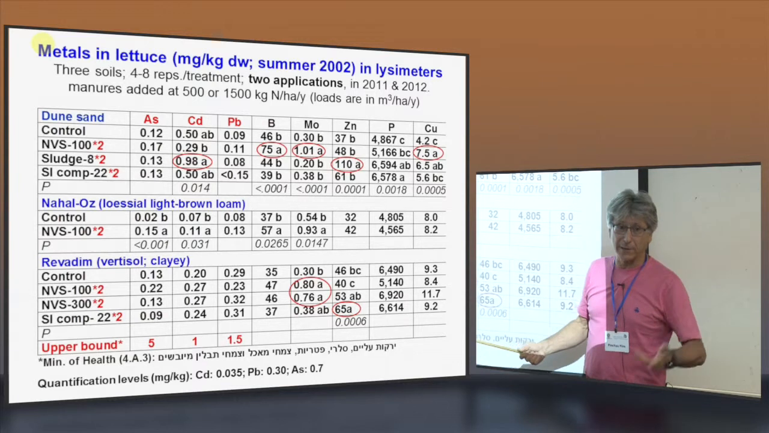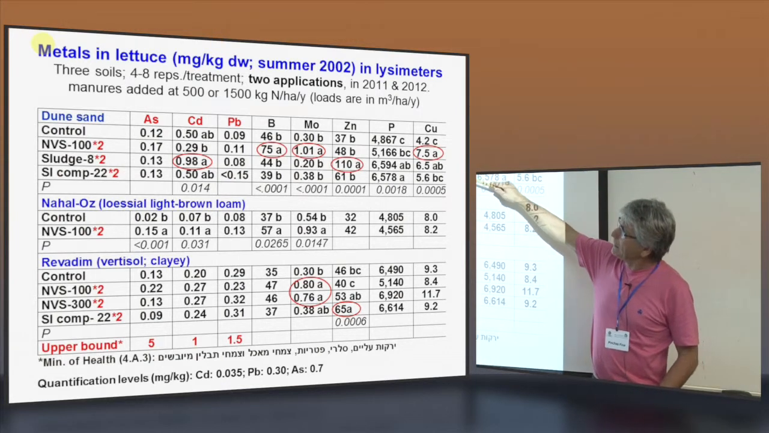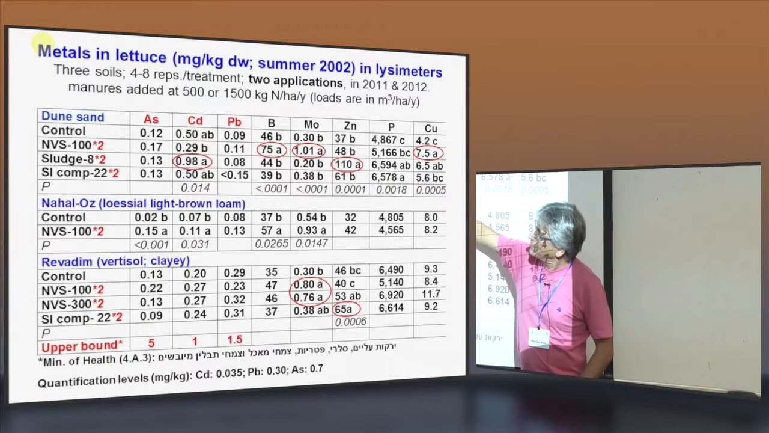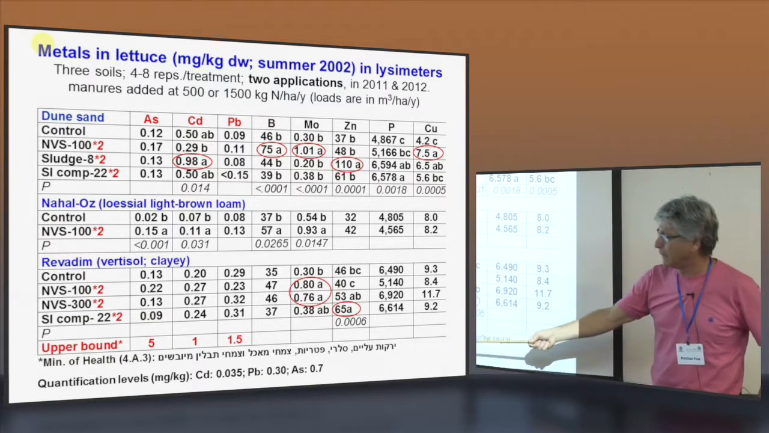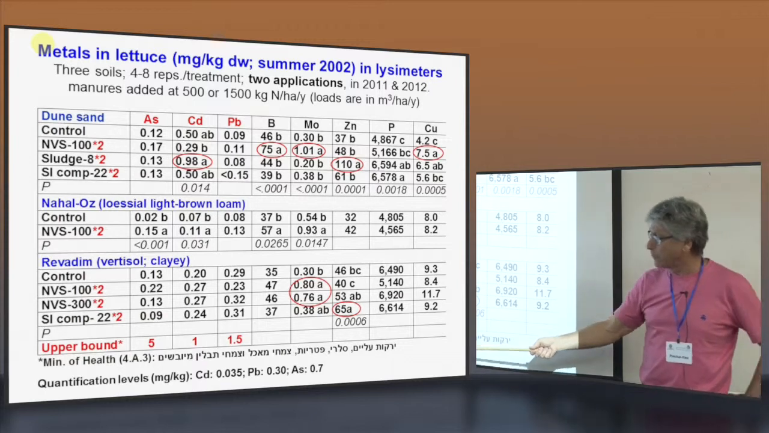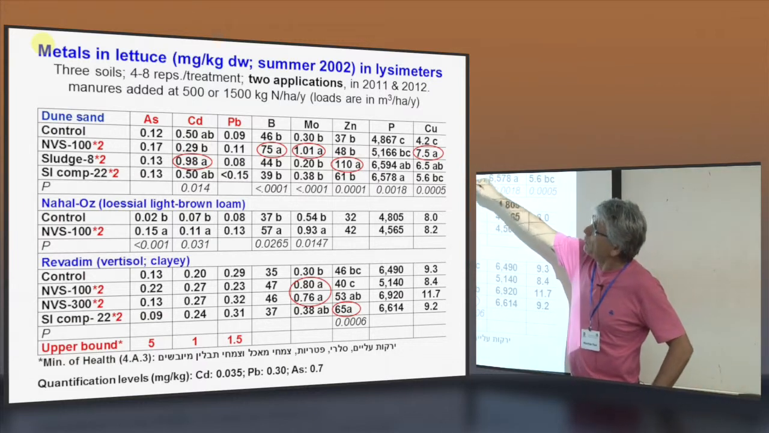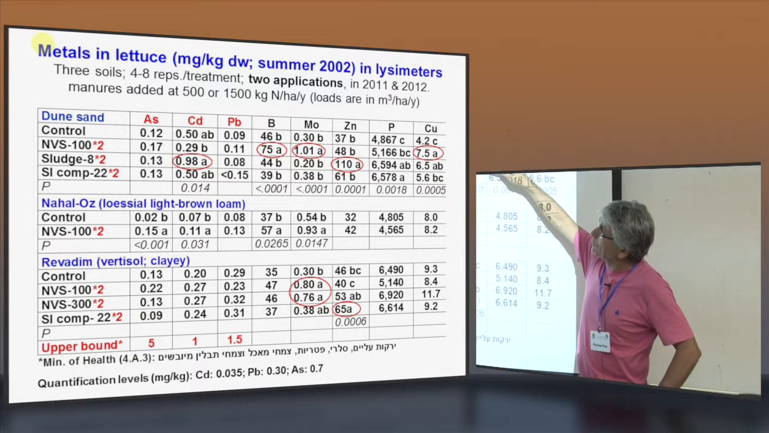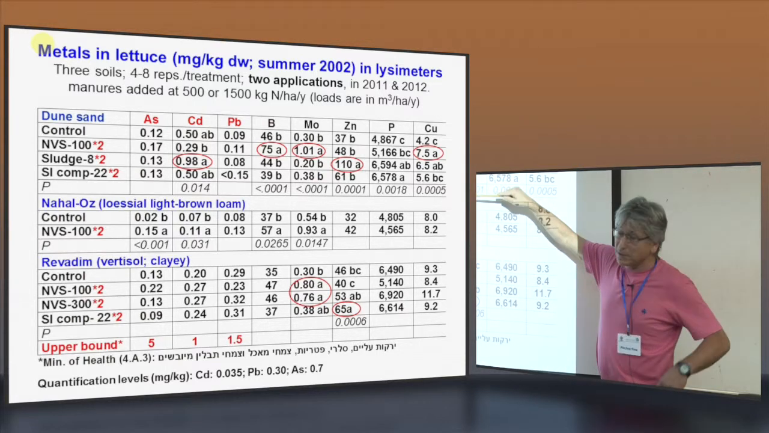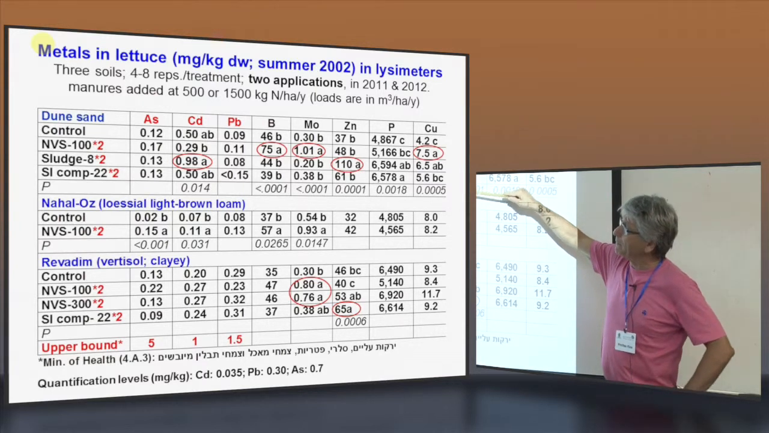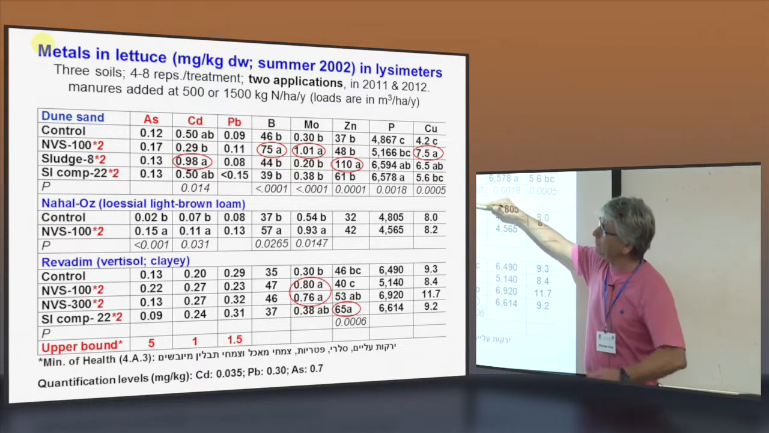This is after the second year, but it was the same after the third year. And you can see here that if we take enviro and compost in sand, arsenic is below detection, actually below quantification. The quantification limit for cadmium was 0.35 micrograms per kilogram and so on. You can see it here. So there is no difference. This is the control sand, and this is the enviro soil after two applications, and compost after two applications, all at 500 kilograms per hectare equivalent nitrogen, repeated twice.